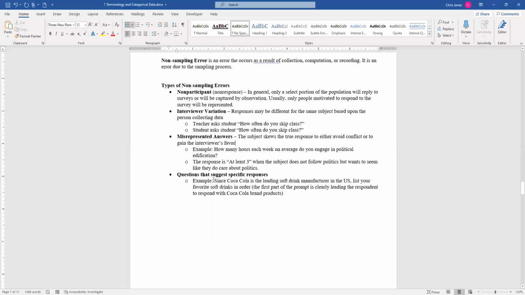So maybe if this first part was omitted, list your favorite soft drinks in order, then you might say something to the effect of Mountain Dew, Dr. Pibb, Diet Pepsi, whatever it might be. All right, you might not even like Coca-Cola or Coca-Cola products. All right, so again, these are types of non-sampling errors that might occur.